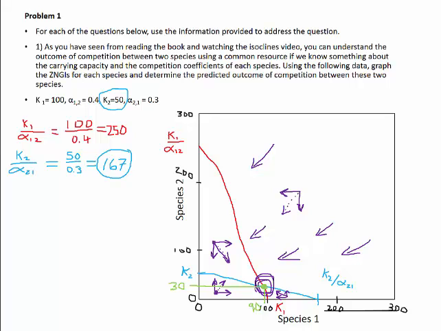The important thing is that it's stable coexistence, and the two species can live in the same environment relatively indefinitely because they don't have enough impact on each other to cause the other one to be excluded from the environment. Okay, hope that helps.